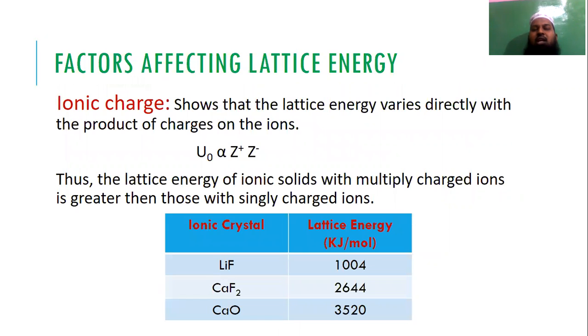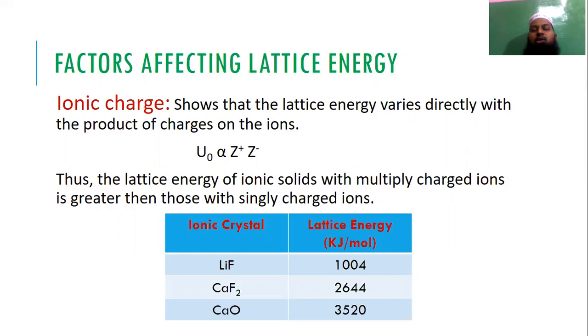What are the factors affecting the lattice energy? Ionic charge. Lattice energy is directly proportional to the product of the charges on the ions. The higher the charge, the higher the lattice energy. As the charge decreases, the lattice energy decreases. The lattice energy of ionic solids with multiply charged ions is greater than those with singly charged ions.